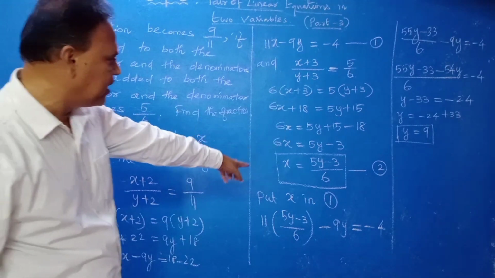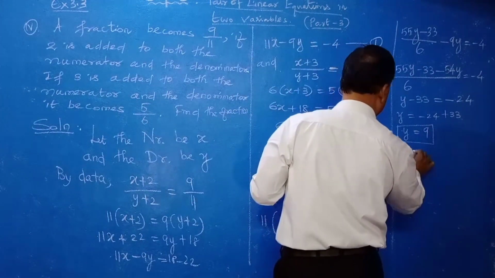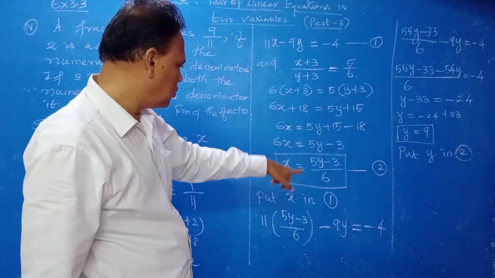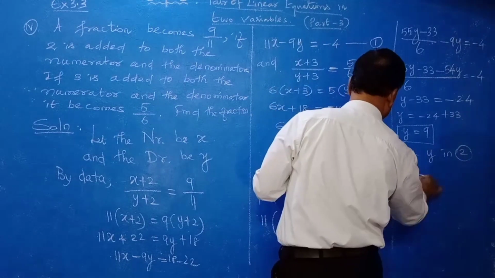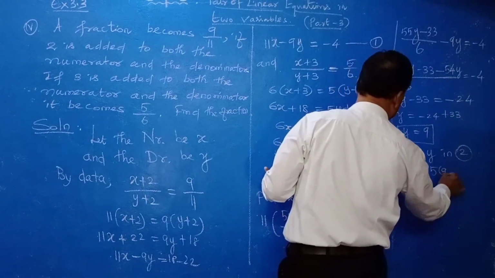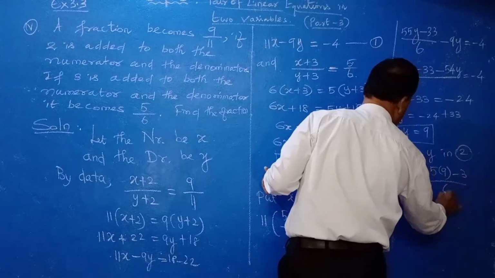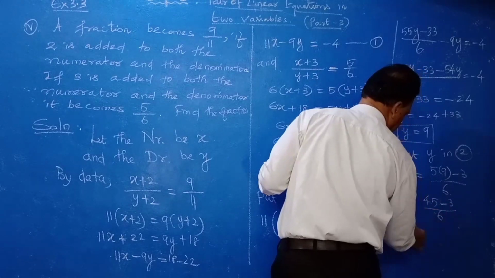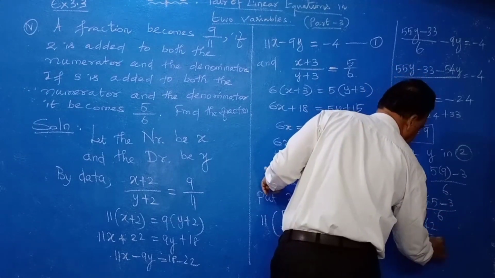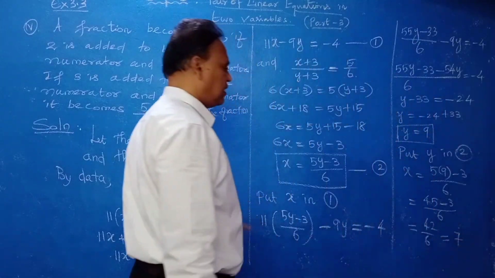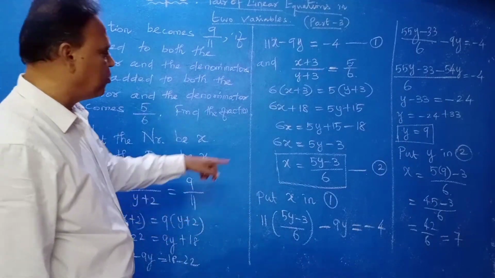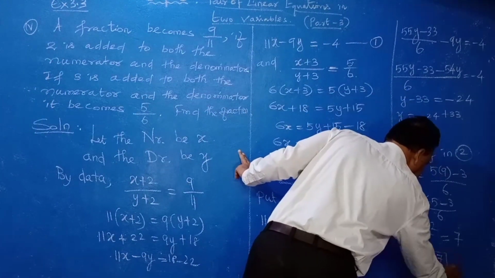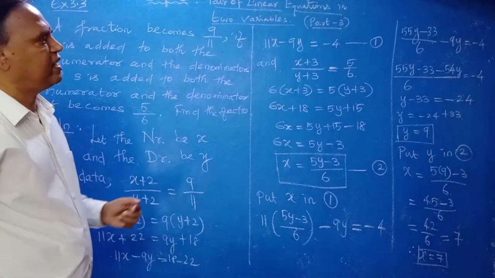Now put this y in equation 2. X you will get: x is equal to 5 into 9 minus 3 by 6. That is 45 minus 3 by 6, that is 42 by 6, that is 7. So x is 7 and y is 9.